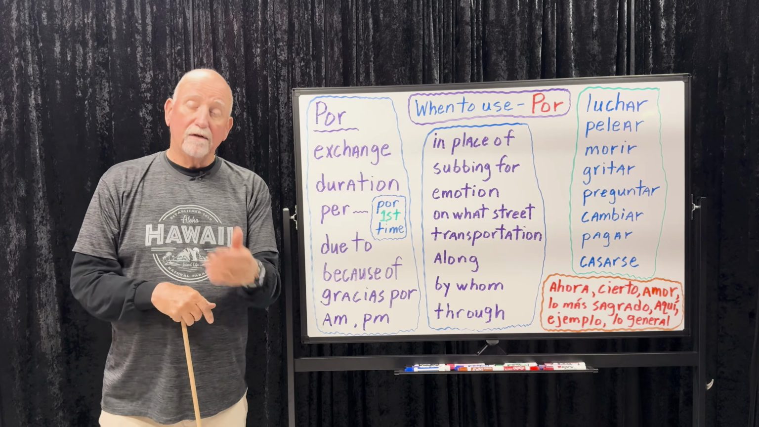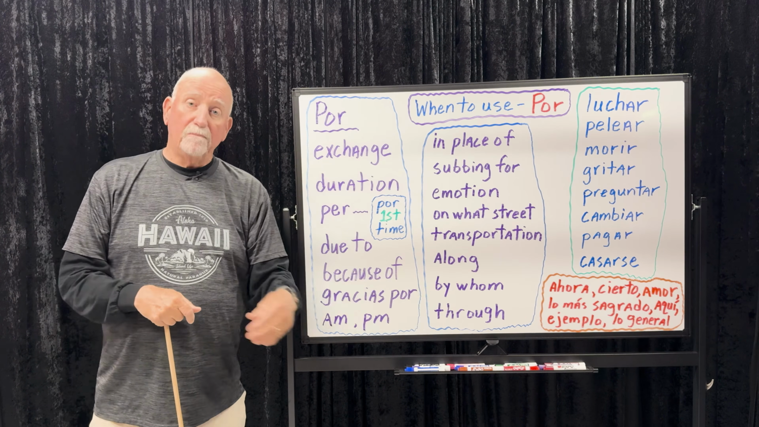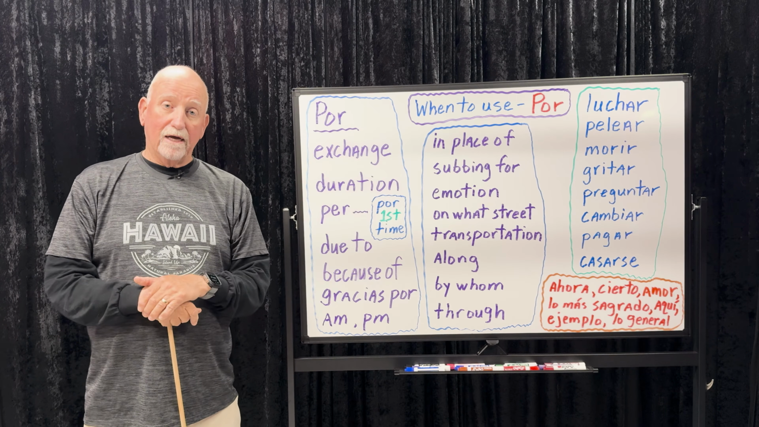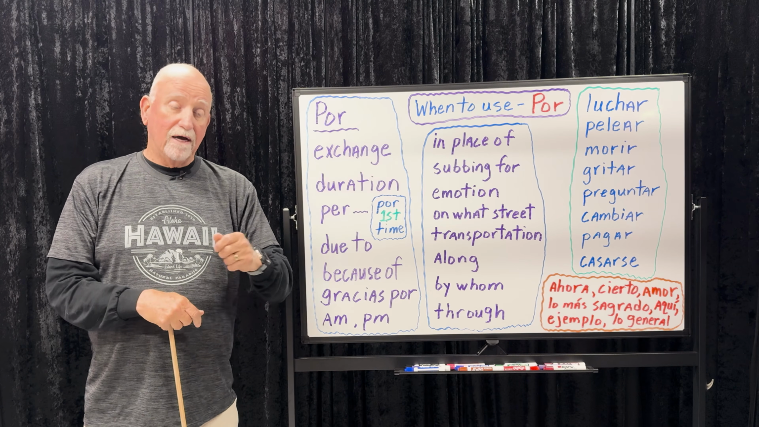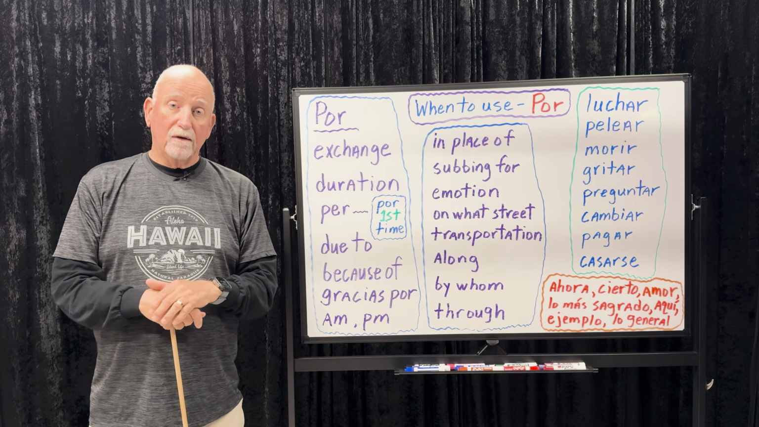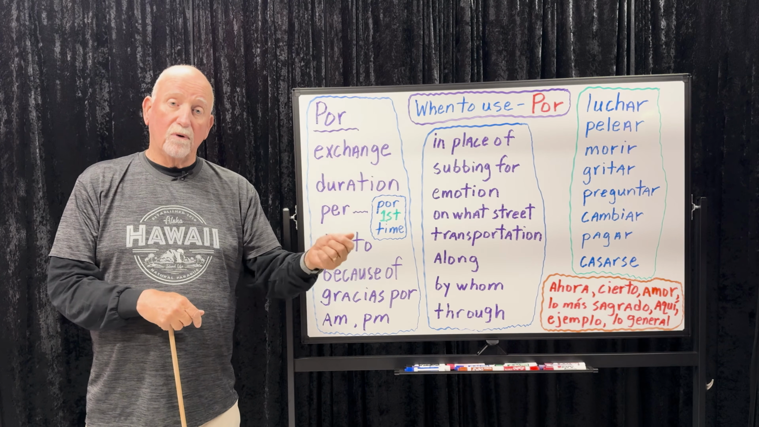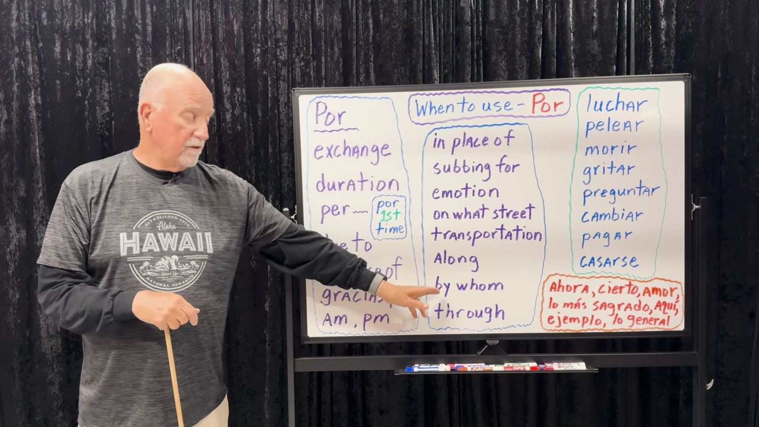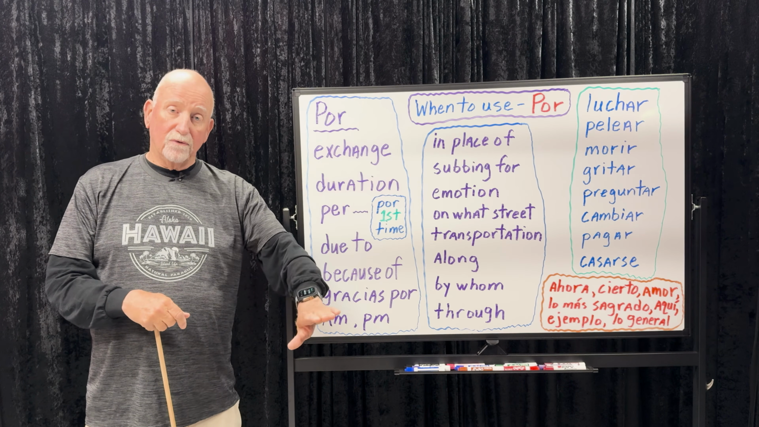By whom? Painted by, written by, sung by. For example, fue pintado por, it was painted by. Fue escrito por, it was written by. It was made by, fue hecho por. It was constructed by, fue construido por. By whom something was done? It was drawn by, fue dibujado por.